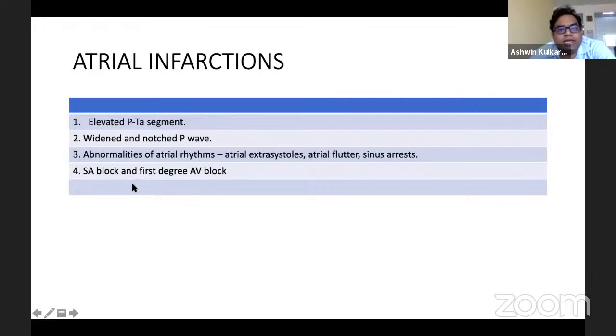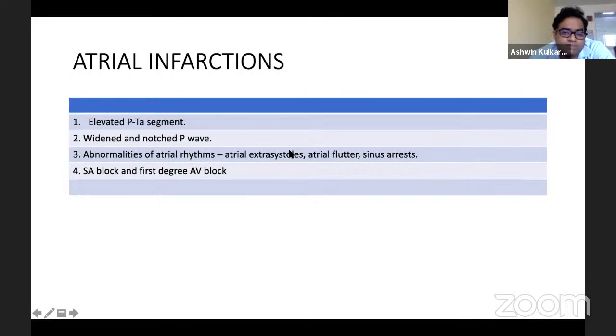So coming to atrial infarctions. Atrial infarctions are once again very rare. There is something called the PTA segment, the segment from P to T. This PTA segment is elevated, sometimes difficult to identify, but other easy methods are that you can see widened and notched P waves. So whenever you see P wave abnormalities in a patient with extensive MI, either a widened P wave or a notched P wave, it is a sign of atrial infarction.